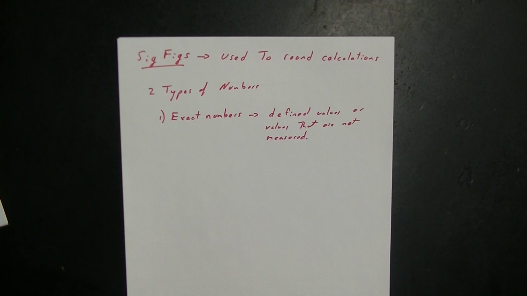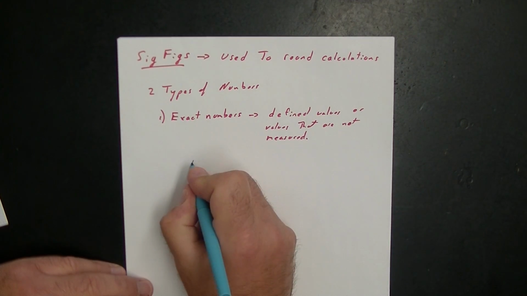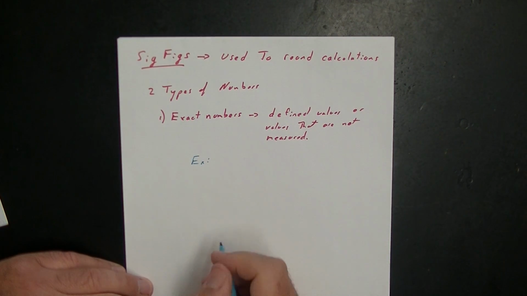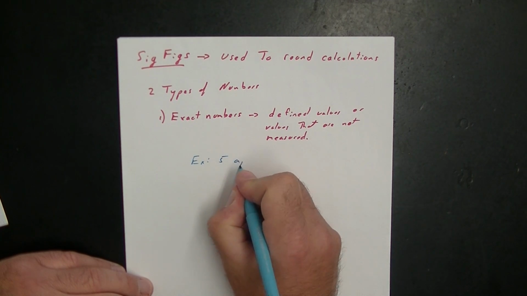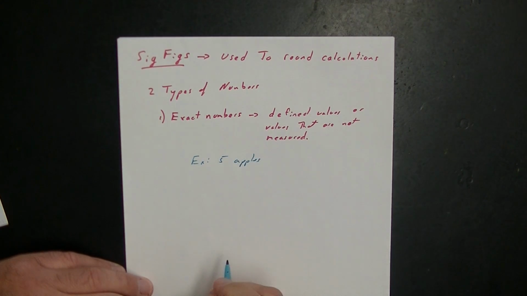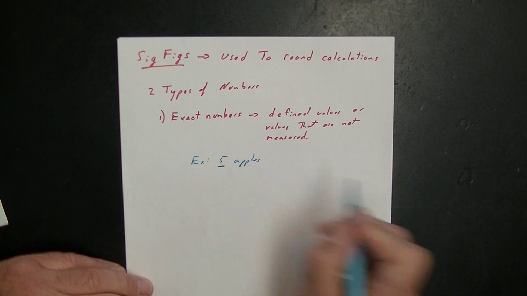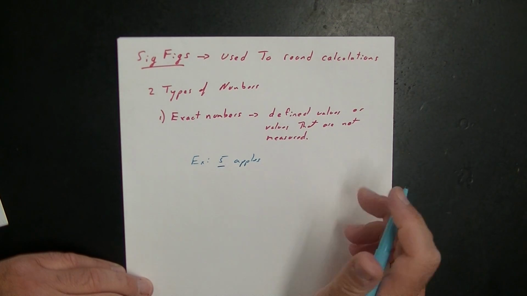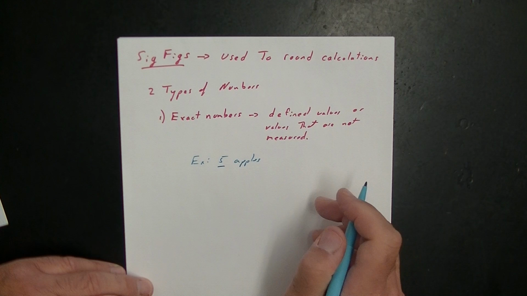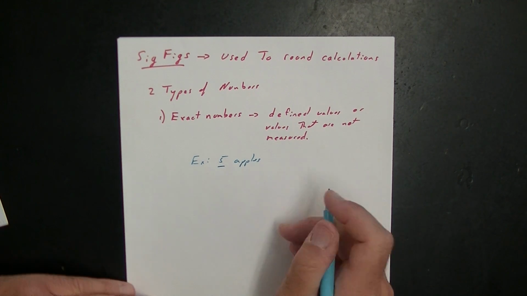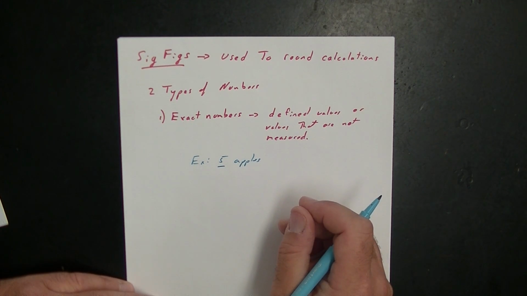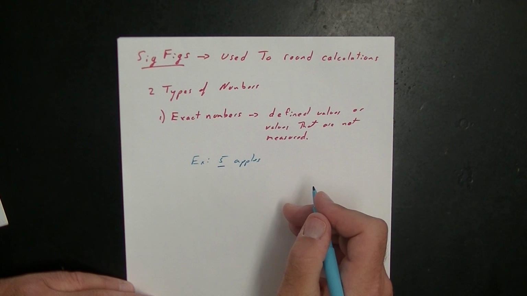So the not measured part's an example. Okay, so let's say I have 5 apples. It's not a measured number. This is an exact number. So if I count something, that's an exact number. So 5 apples. Or I own 2 cars. The 2 would be an exact number.